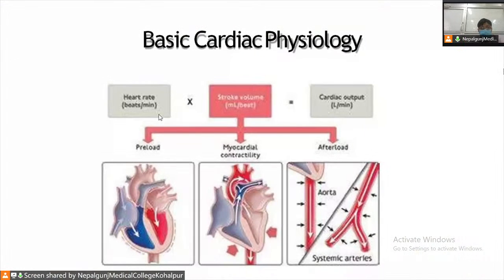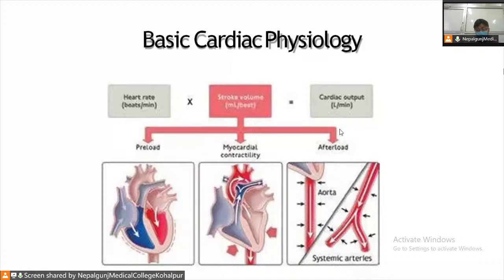Now, the basic principle: cardiac output is heart rate times stroke volume. So there is a preload that is coming into the heart. That is, venous return is the preload, and cardiac contractility is affected such that it pumps out the blood, and afterload is dependent upon the arterioles just before the capillaries. Just before the capillaries, the pressure is maintained.